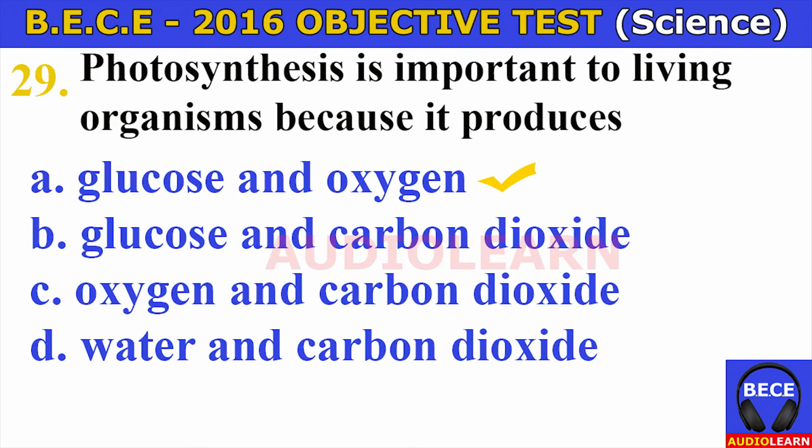Number 29. Photosynthesis is important to living organisms because it produces A. Glucose and oxygen. B. Glucose and carbon dioxide. C. Oxygen and carbon dioxide. D. Water and carbon dioxide. The answer is A. Glucose and oxygen.